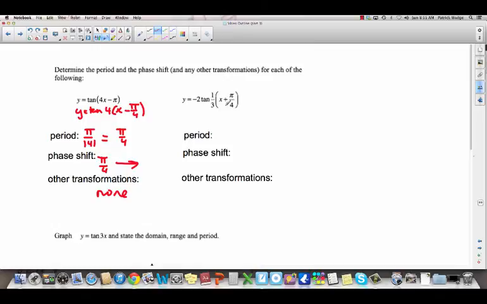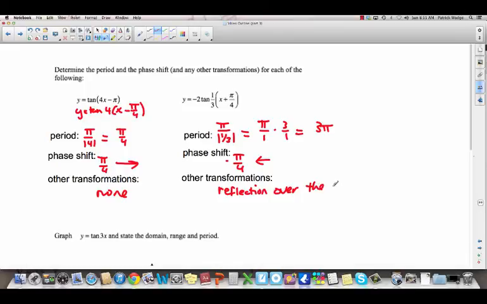Any other transformations? None. Okay, this one, the period is equal to pi over the absolute value of b, which is 1/3. So that equals pi over 1 times, flip it, 3 over 1, so 3 pi is your period. The phase shift, this time it's pi over 4 again, but this time it's to the left. You could also call the phase shift negative pi over 4, I guess. Other transformations. Yeah, we do have other transformations because there's a negative 2 here. There's two other transformations. What's the negative do? The negative causes a reflection over the x-axis.